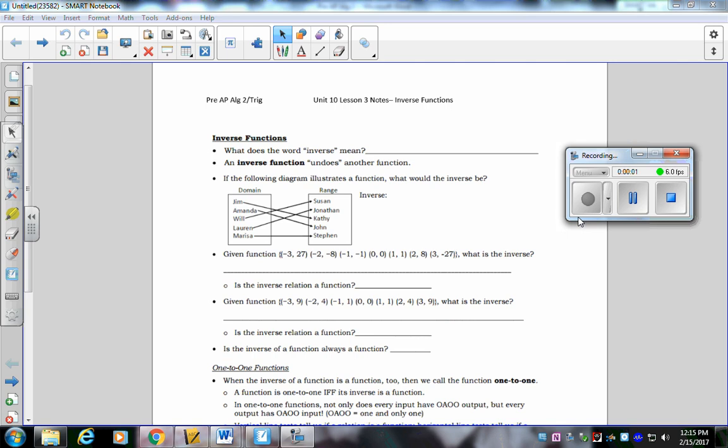This is Unit 10, Lesson 3. This lesson's on inverse functions. As we're going through, there's going to be parts that I'm kind of just skipping over, so don't freak out and be like, oh my god, there's nothing there. Yep, that's on purpose. Okay, so inverses.